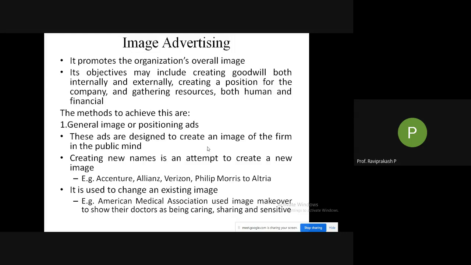There could be some issues related to the behavior of the doctors or some issues which happened in the hospital and all. So what the American Medical Association did, it used the image makeover. What they wanted to show was their doctors as being caring, sharing, and sensitive towards the patients. So that is what image advertising is.